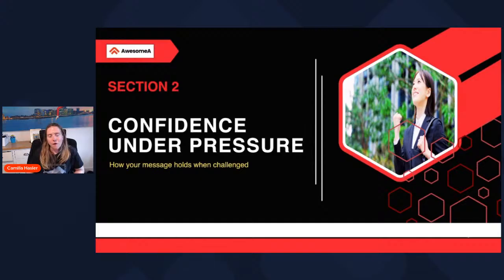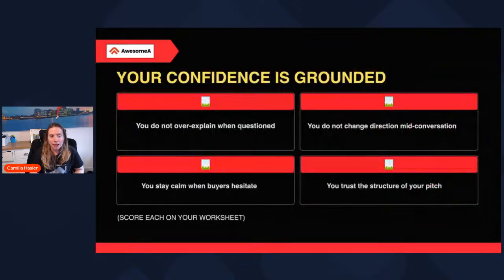If you have confidence under pressure in how your message holds when you are challenged, then your message is holding. And that's important. If your confidence is grounded and you do not over explain when questioned, if you do not change your pitch mid conversation, if you don't change your offering and what you might say, that means your confidence is grounded.